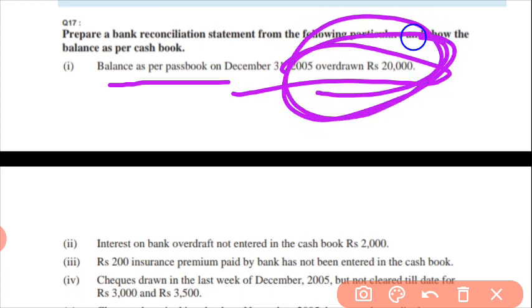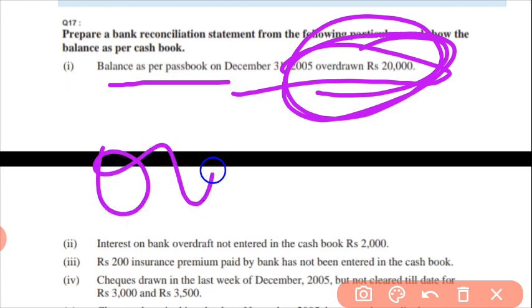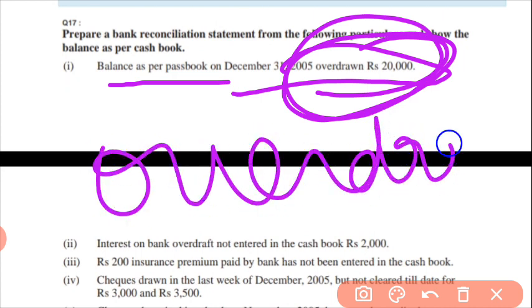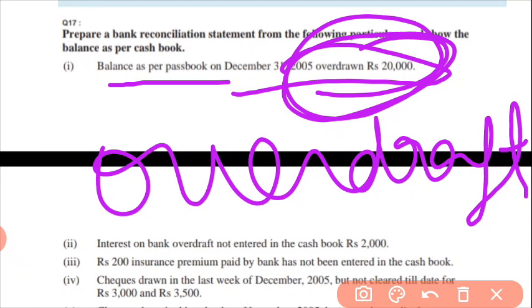Now this overdrawn का meaning क्या होगा बेटा? इसका means हो जाएगा, this is overdraft. What? This is बेटे overdraft. Okay, so it is recorded in the minus side. Okay, it doesn't matter whether you are preparing by the balance as per cash book या passbook. If the opening balance is overdraft, then you have to record it in the minus. If it is plus as per cash book, in that case also you have to record it in the minus item. Okay, if overdraft is given, keep this thing in your mind.